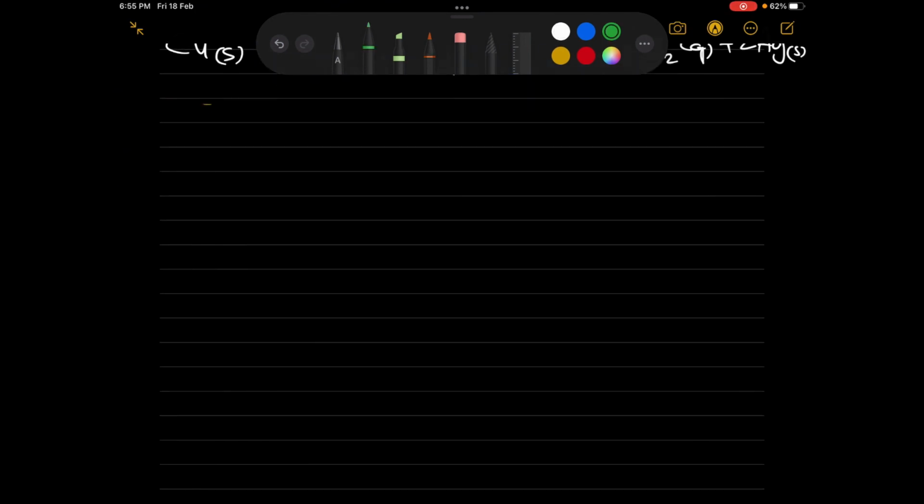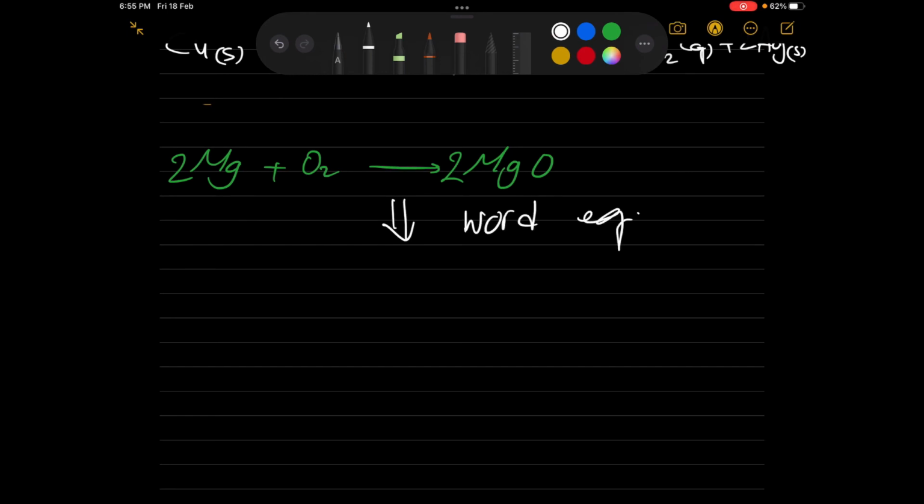If I give you something like magnesium, Mg, plus oxygen, and it gives you MgO, and here you have to multiply this by 2 and multiply this by 2. My question is, can you tell me how can I write this as a word equation? How can I change it to words?